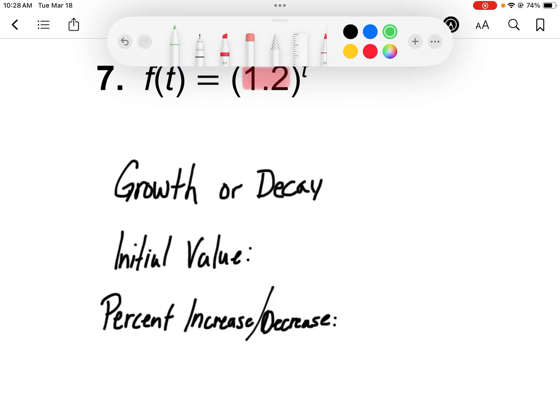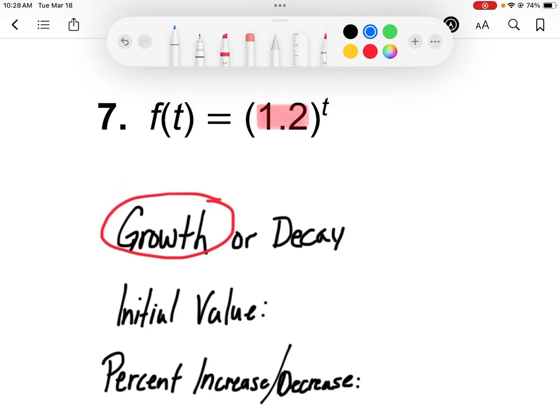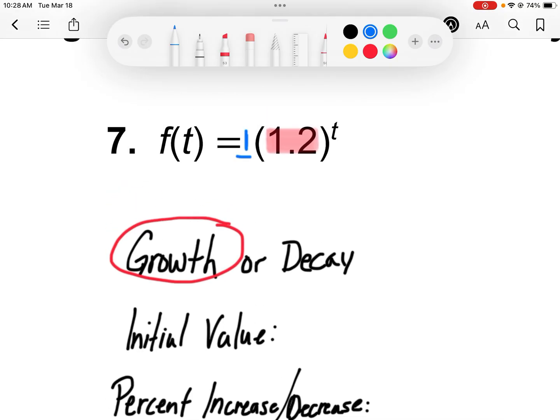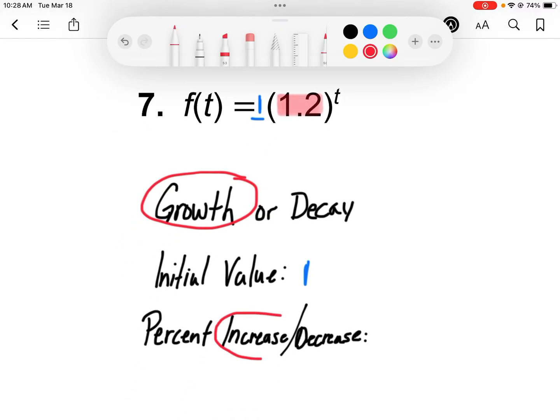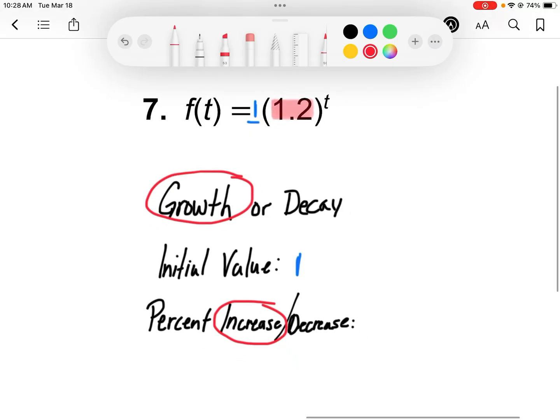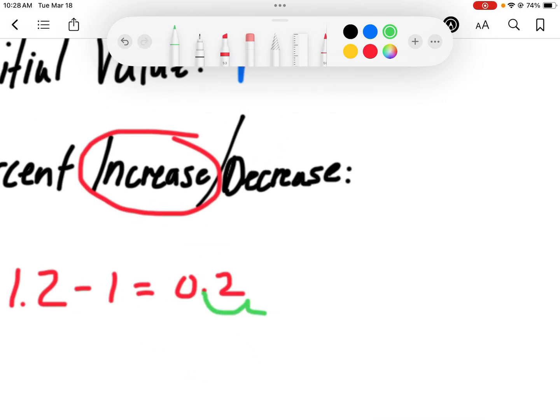Growth or decay, here's where I'm looking. Bigger than 1, that is growth. My initial value, I have nothing out there, which means there's a 1 implied. Because this is growth, this will be a percent increase. We want to figure out how much bigger than 1 is this. And now to make a decimal a percent, I'll move my decimal point 2 spots, and this is an increase of 20%.